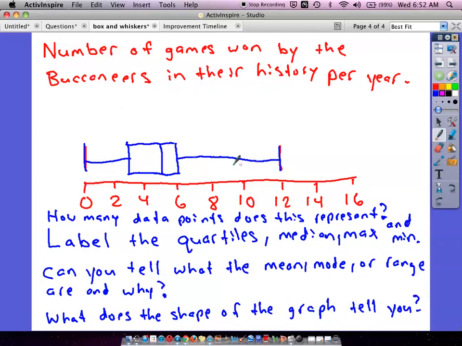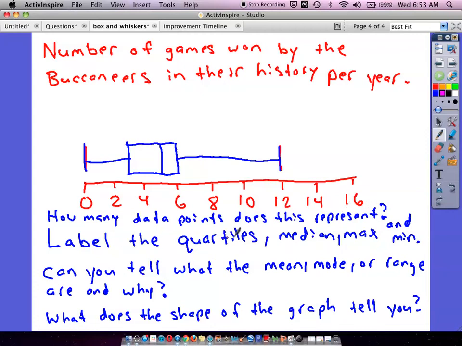What can you tell about this graph from looking at how it's shaped? This graph represents the number of wins for each year for the Buccaneers. So how many data points does this graph represent? You don't have to know the exact number, but what would you have to know to figure out how many data points it represents? You could look it up also.